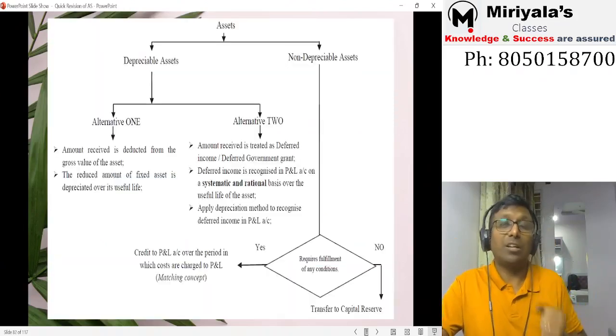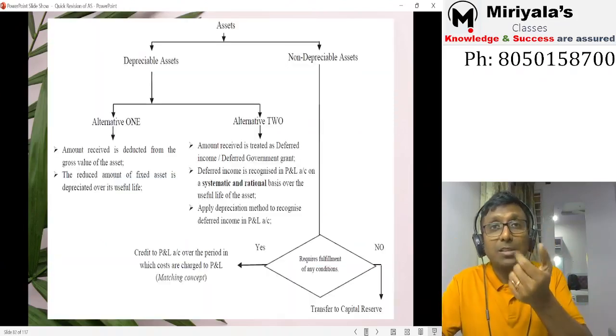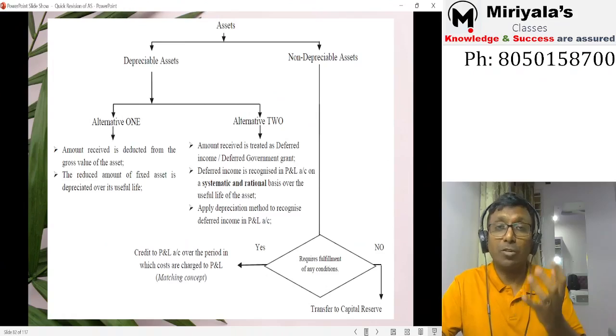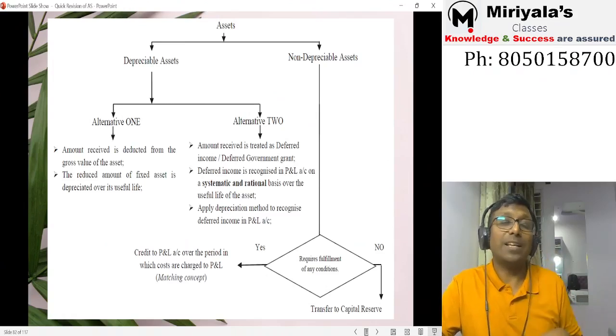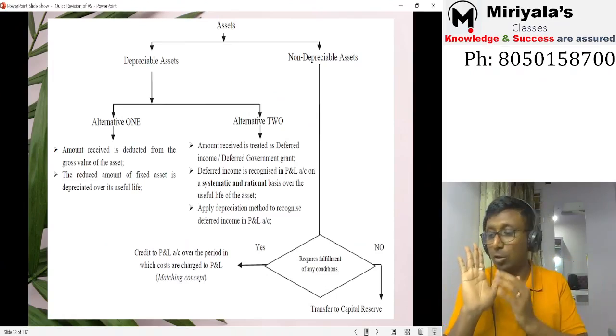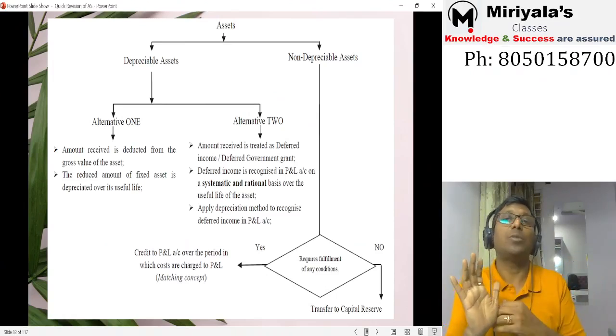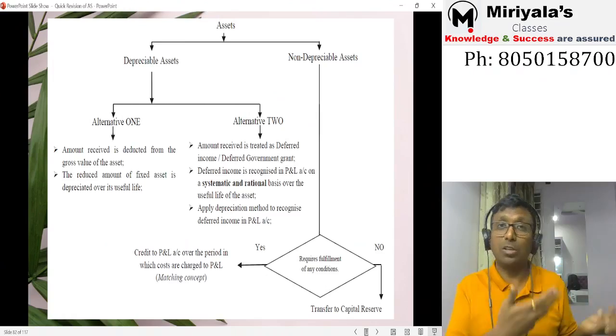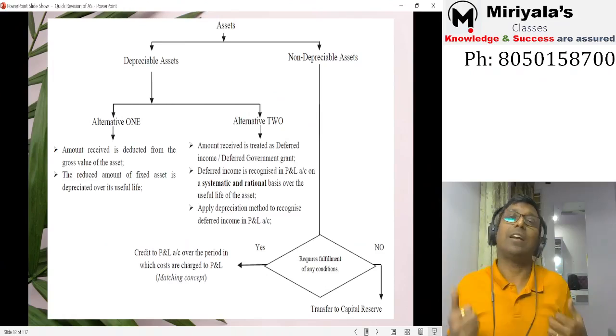Sir, if I have received a monetary government grant, monetary means government gave you money. Okay, first what has happened? First I went to market and purchased one machine. Because I showed the bill to the government, that's why government gave me some cash later. First I paid it to the supplier. Subsequently I got the money.